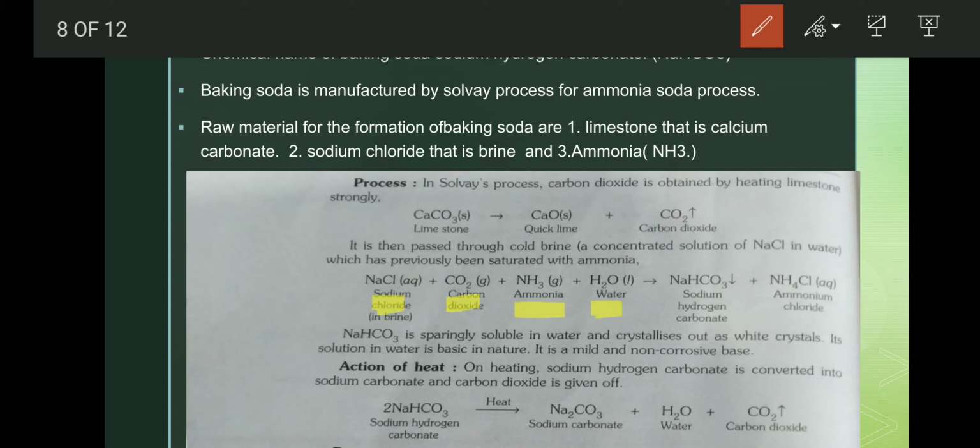And water, this completes it. So when carbon dioxide is passed through this ammonical brine, we get sodium hydrogen carbonate. This is our baking soda. And one more component, ammonium chloride, we get, right? So this is the preparation method of baking soda. Now what are the properties of it? When we heat this baking soda, it converts into sodium carbonate and releases carbon dioxide plus water. And this carbon dioxide, when released, makes the food fluffy, right class?